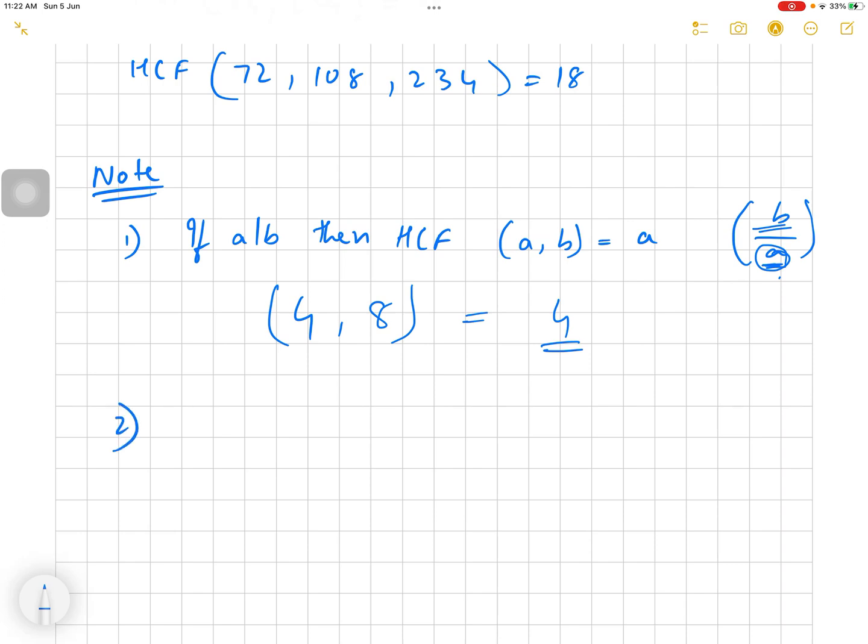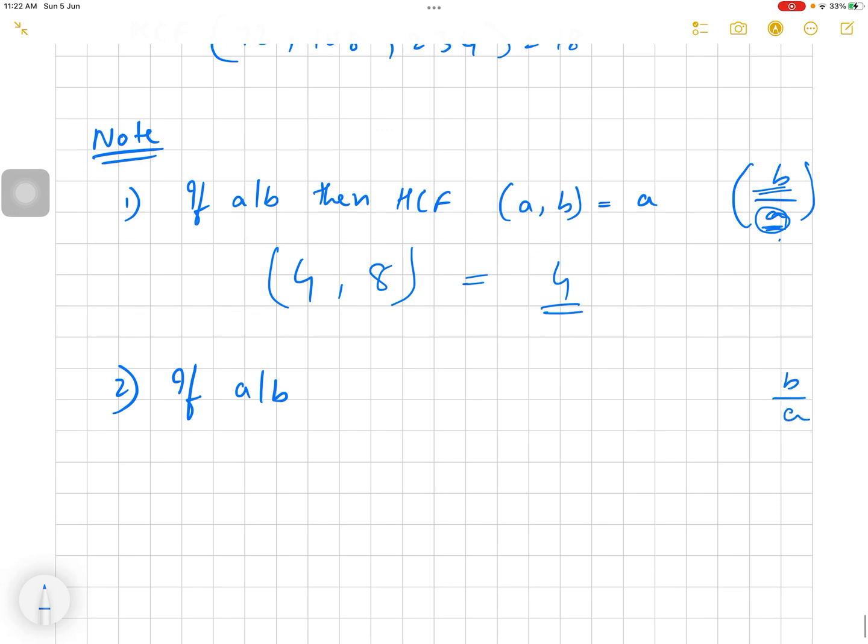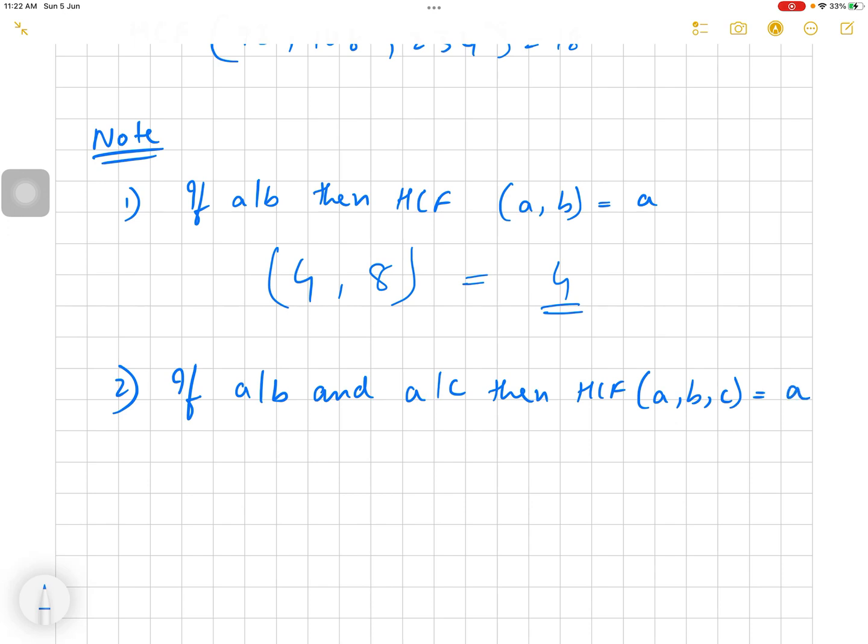Now second, if A divides B, that means when you do B divided by A, it is divisible, and A divides C, which means C is also divisible by A, then HCF of A, B and C is equal to A.